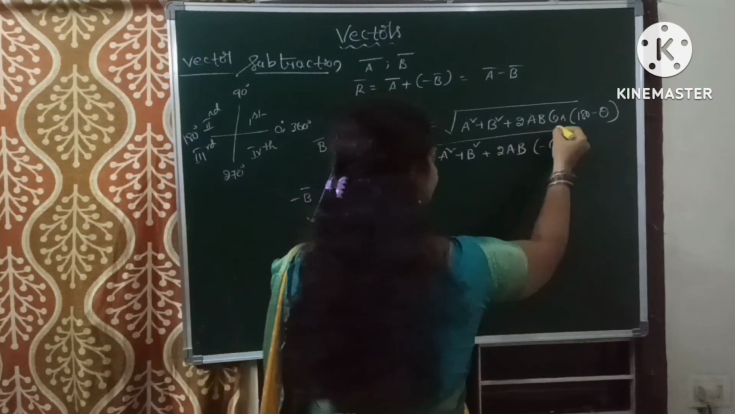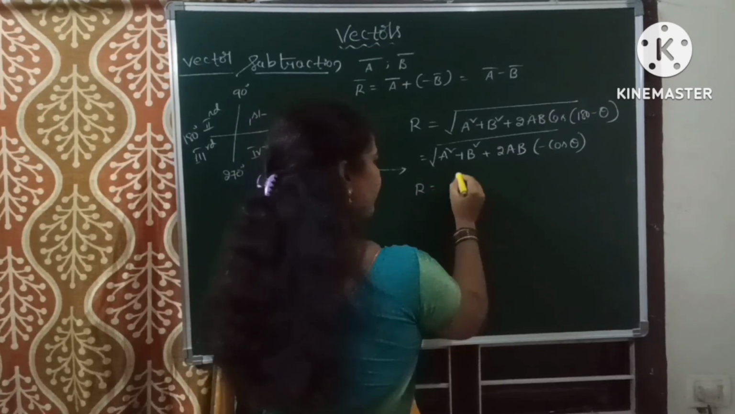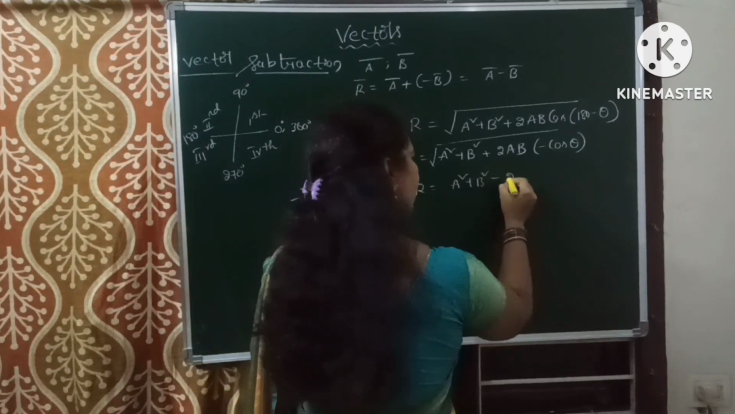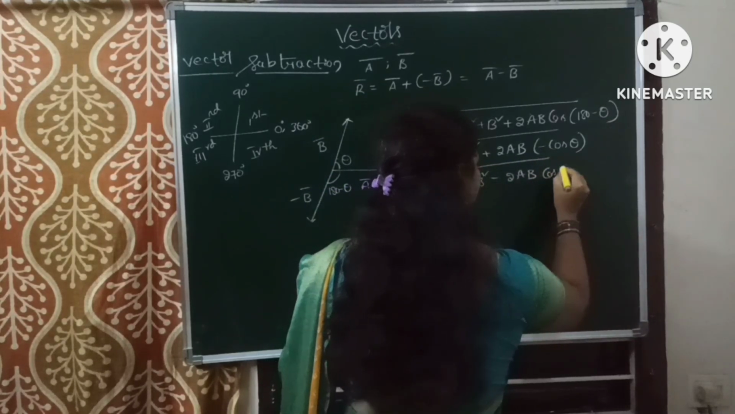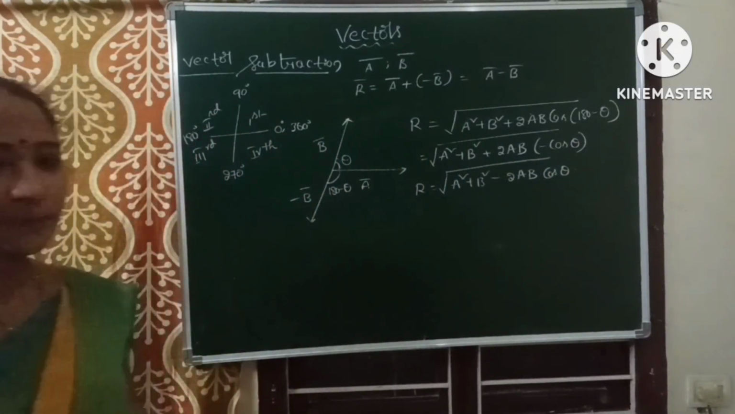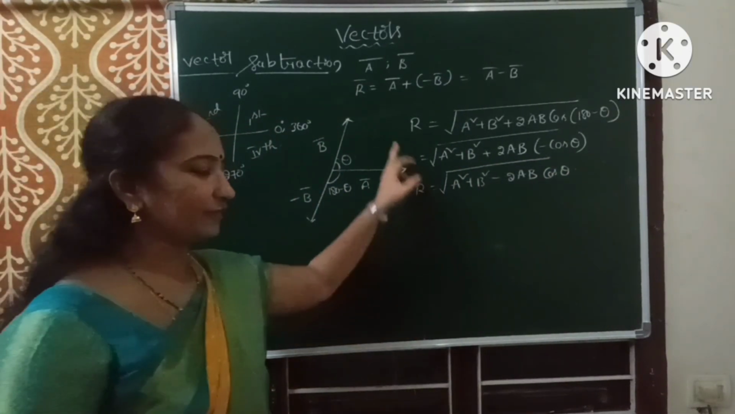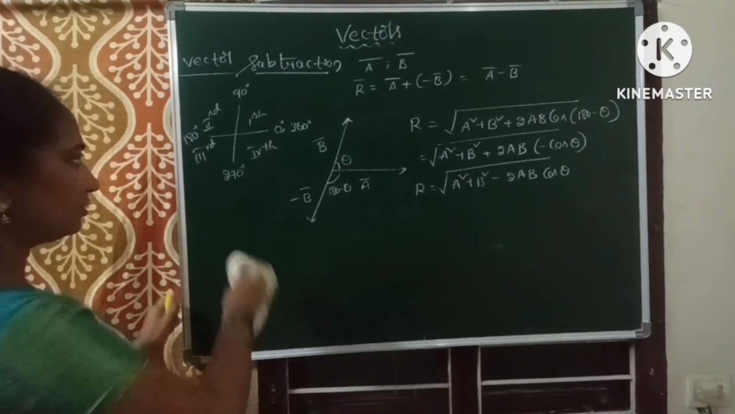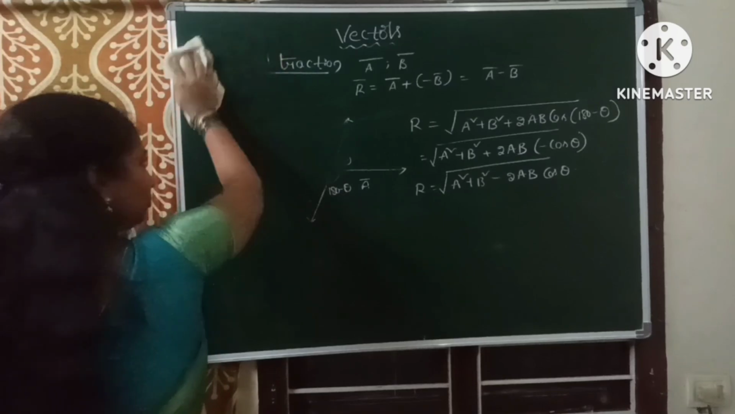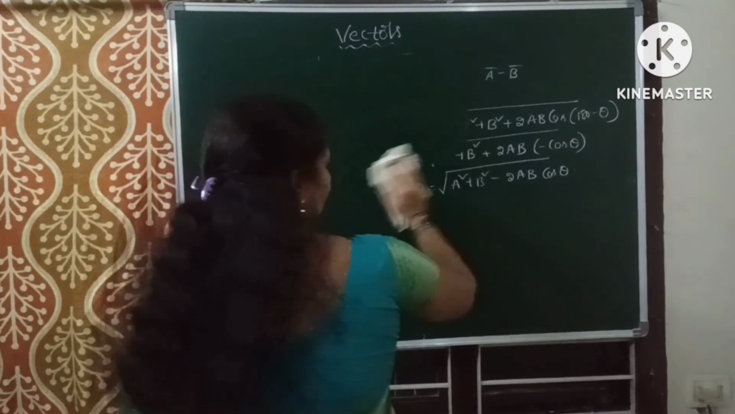So finally the resultant R is equal to a square plus b square minus 2ab cos theta. This is the formula to calculate the resultant for vector subtraction. Understood? Right.